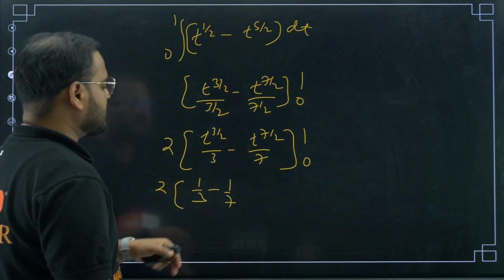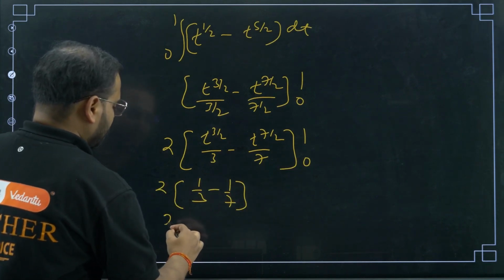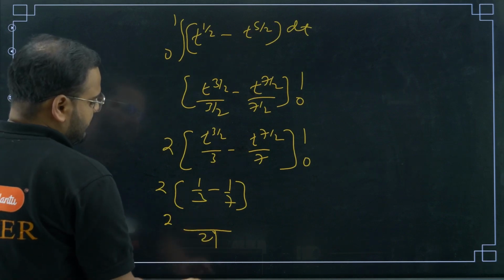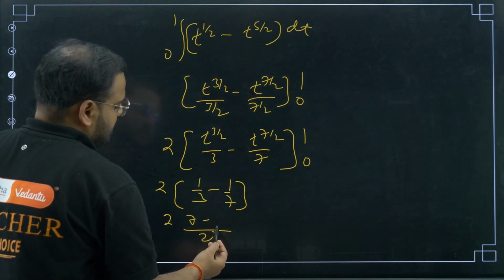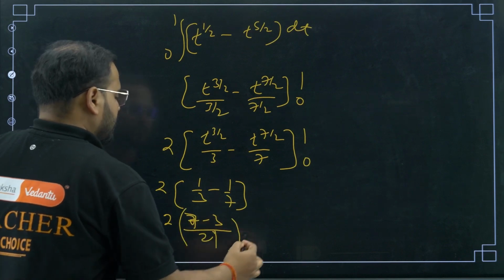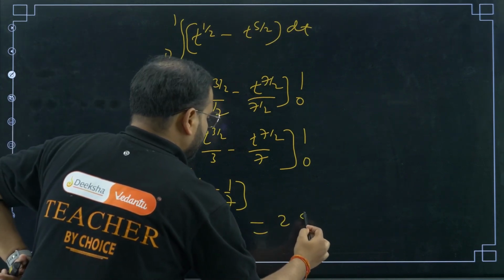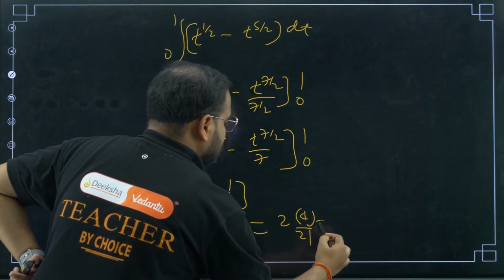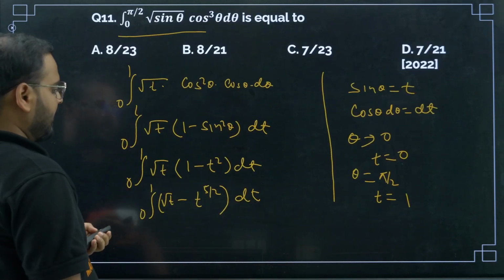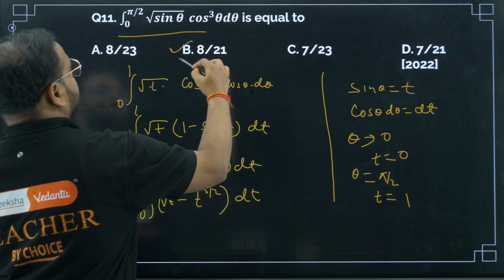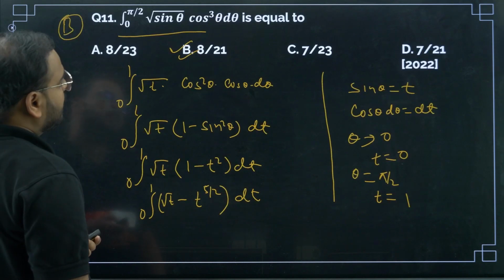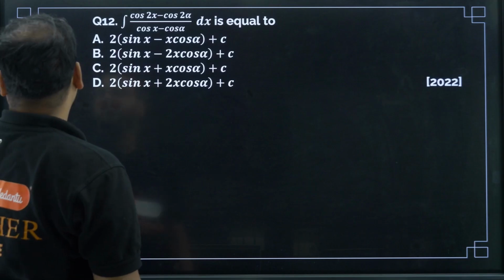Take the LCM, you get 21, 3 7s are 21, so 7 minus 3. So what am I going to get? 2 times 4 by 21, how much is that? 8 by 21. Any option like this? B. Okay, all right. So moving on, question number 12.